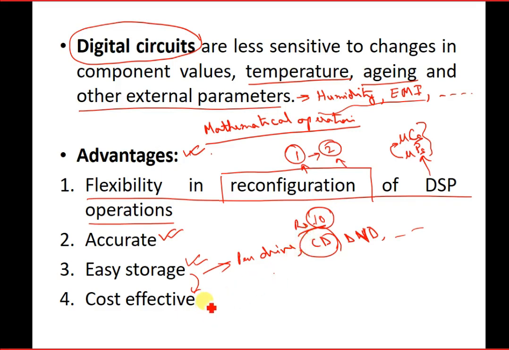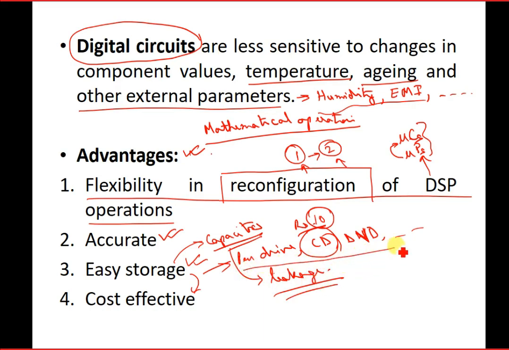But if you want to store the data in the analog domain, you have to make big circuits of capacitors, because in the analog domain the storage is done in capacitors. But these capacitors also have certain disadvantages. There will be leakage of signals from the capacitor over a period of time. That is not the case if you use a pen drive, CD or DVD.